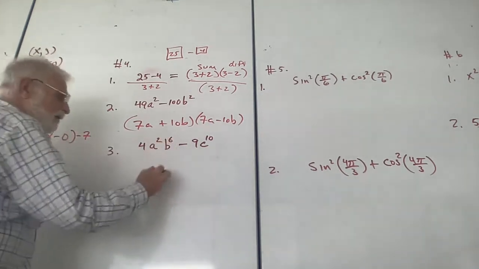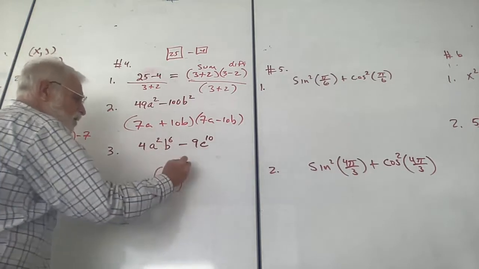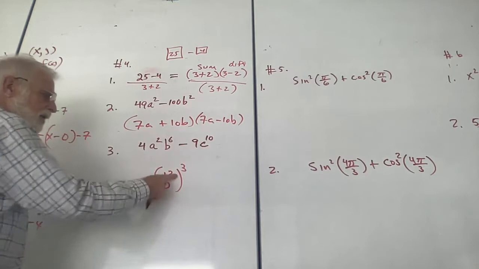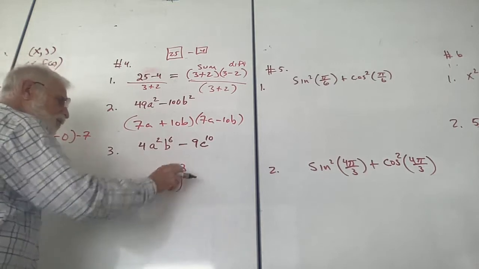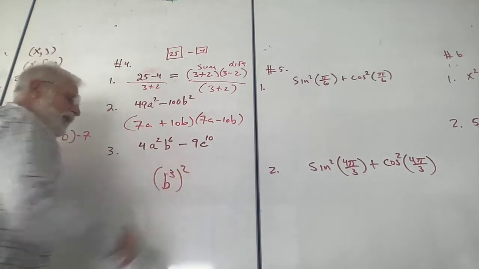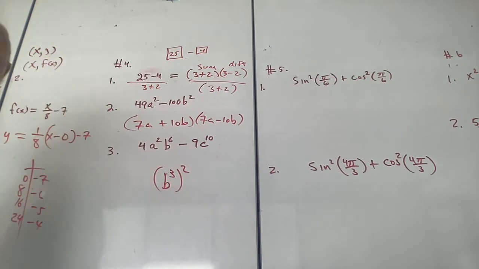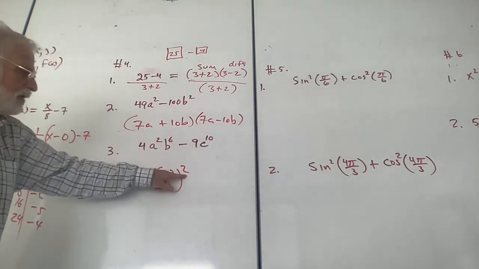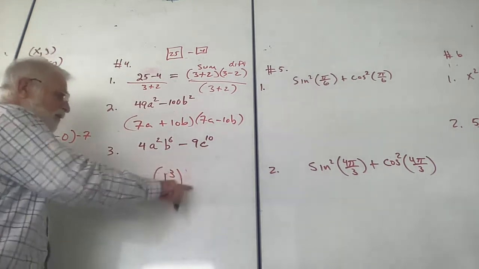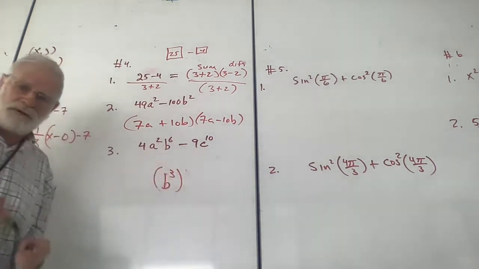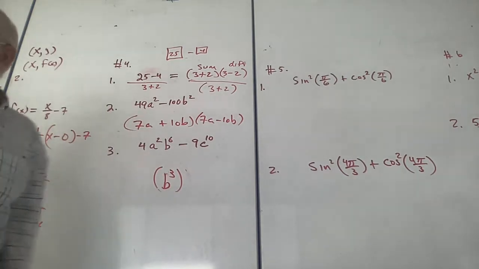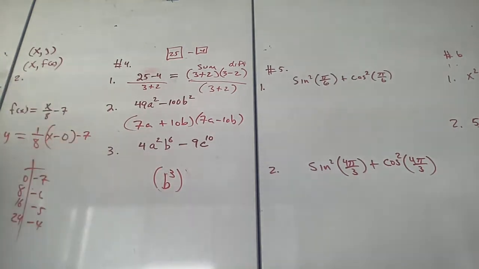b to the 6th is b squared cubed. So what's the square root of b to the 6th? I should have written it as b cubed squared. That would have been a better way to write that, because I'm after a square root. So b to the 3 is the square root of b to the 6th. Obviously, I'm just dividing the exponent by 2. If I wanted a cube root, I would have divided by 3.